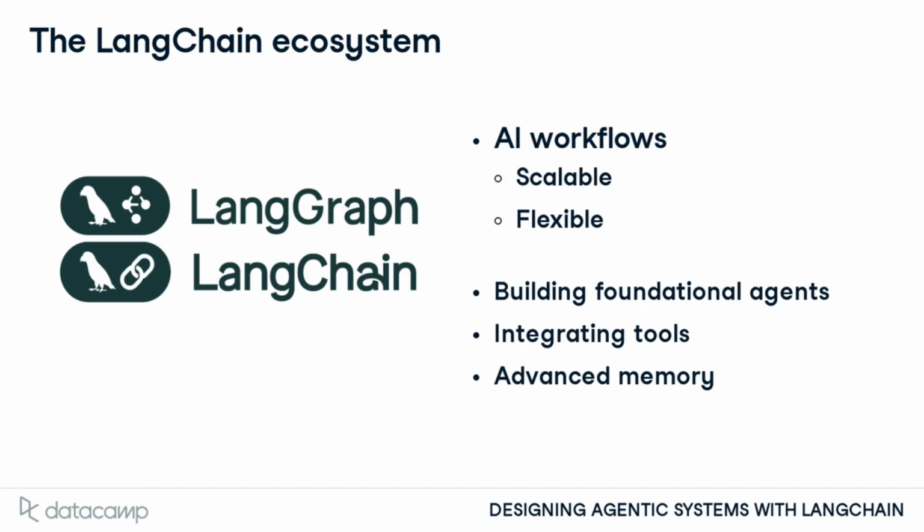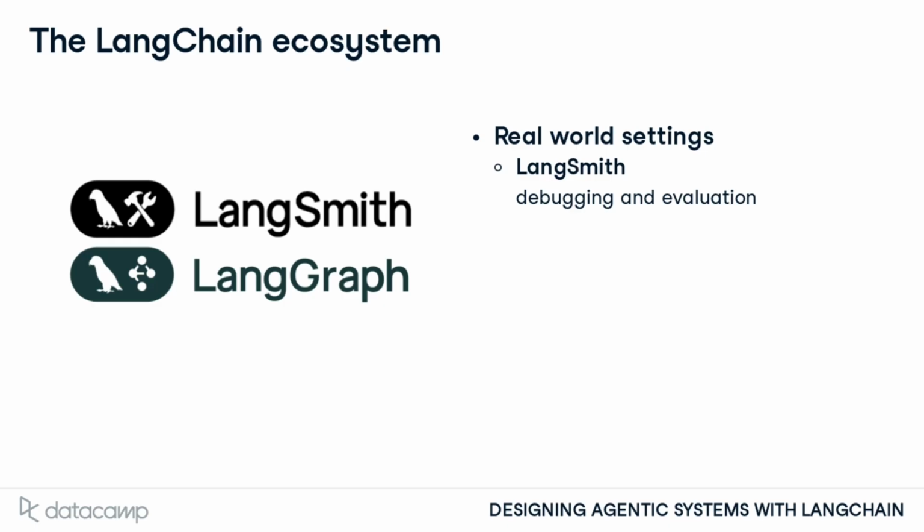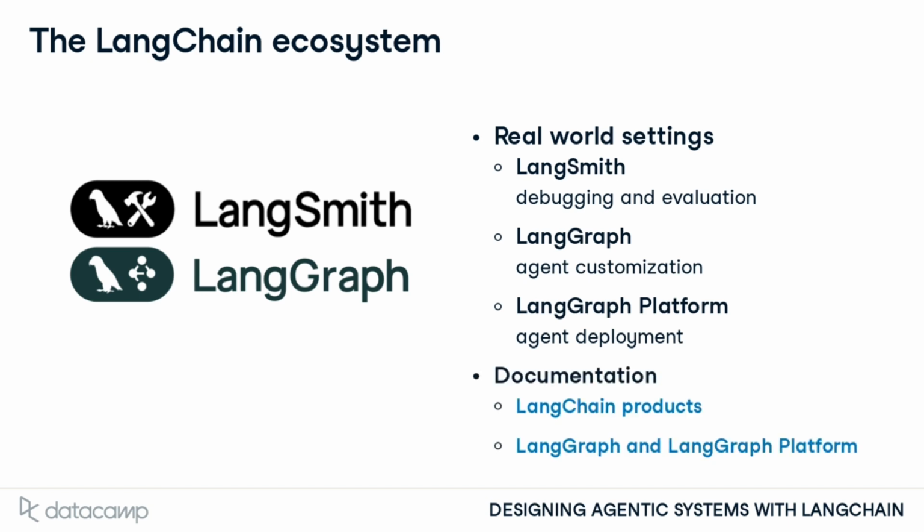applications. LangChain offers a suite of packages designed to test these systems in real-world settings before putting them into production. LangSmith helps debug your workflows by evaluating agent responses. LangGraph allows customization of agentic workflows, and LangGraph Platform supports agent deployment. Be sure to explore all of their documentation to build robust agents capable of impressive workloads.